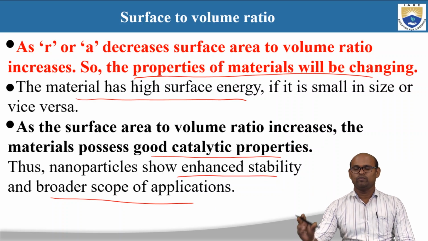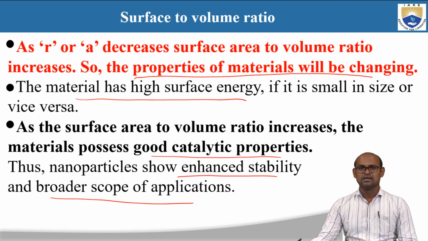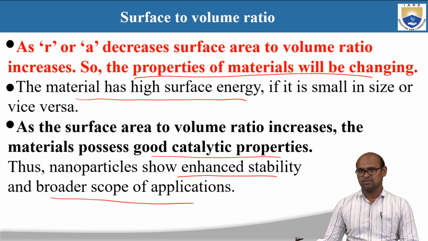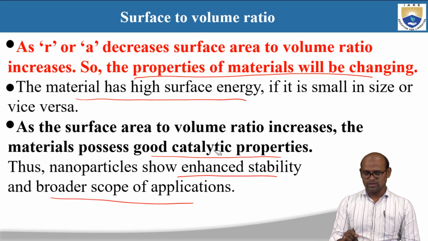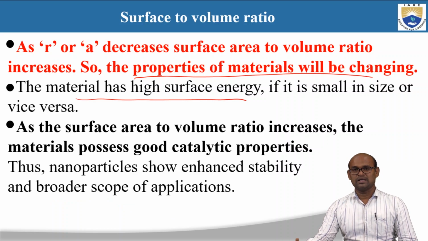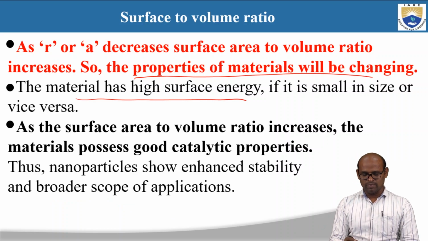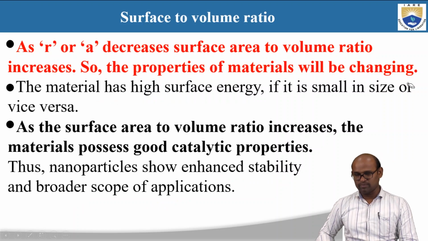When we take a bulk material and reduce its size, going to smaller and smaller nanoparticles, we find that some material which is not catalytic in bulk size can become a catalyst when we fine grain this material. So when we get these nanoparticles or nanomaterial, they can exhibit this catalytic behavior, they will be more stable, and they will have a broader scope in application. So surface to volume ratio is one of the important properties.